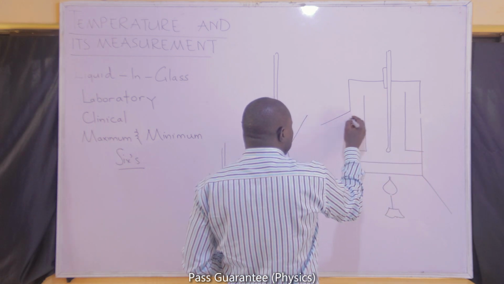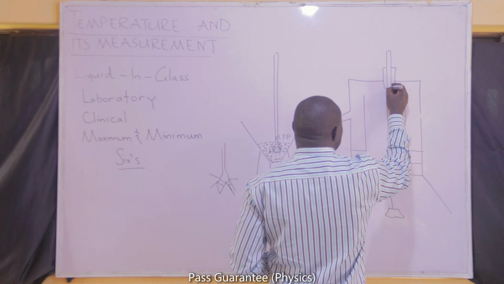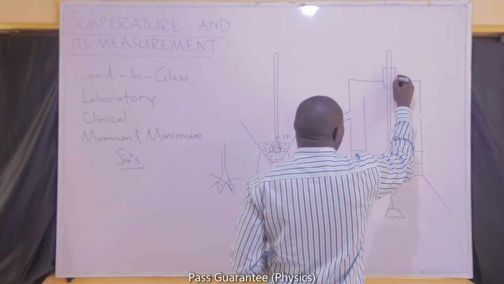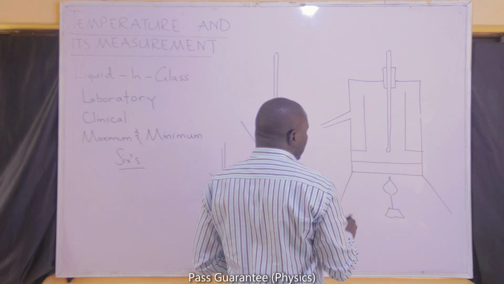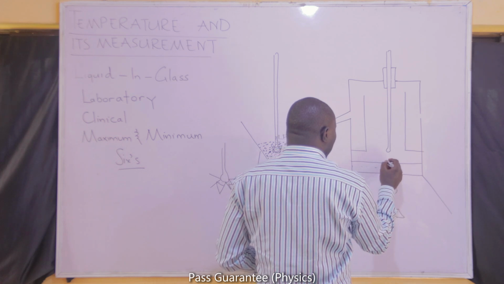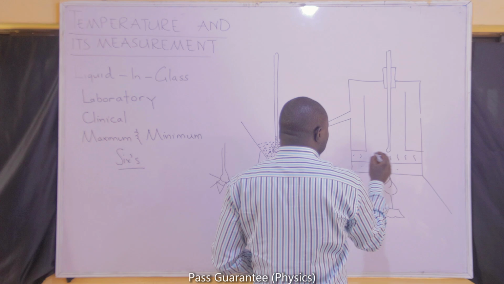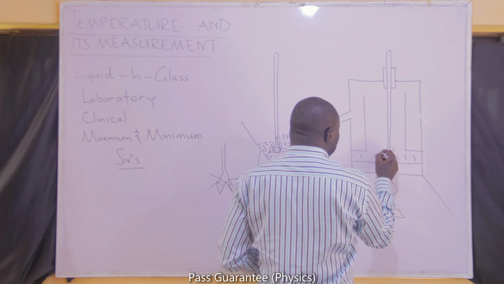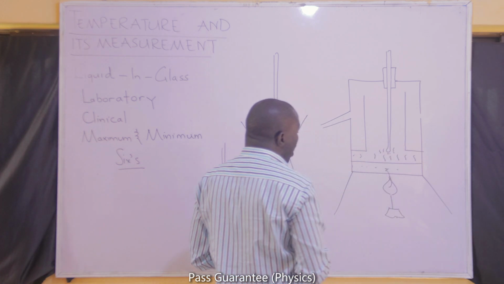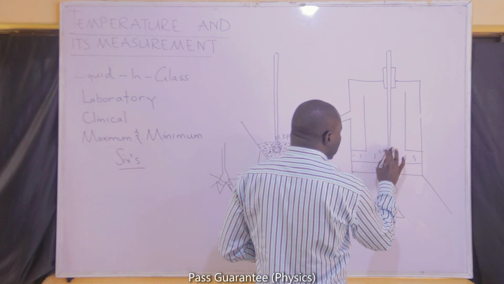Of course, there's a vent to ensure that there's no buildup of excessive pressure inside the device. This is water. Once you heat the water and the water starts to boil, we expect vapor to come out of the water and stay around the bulb of our thermometer.